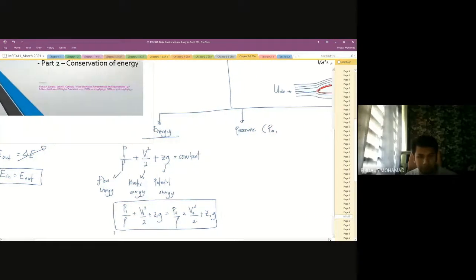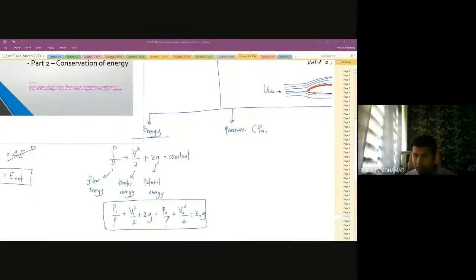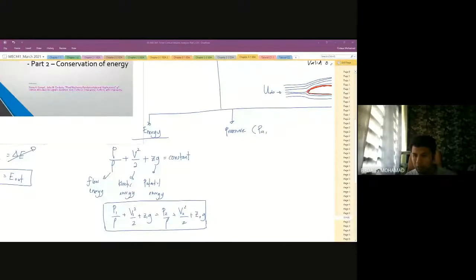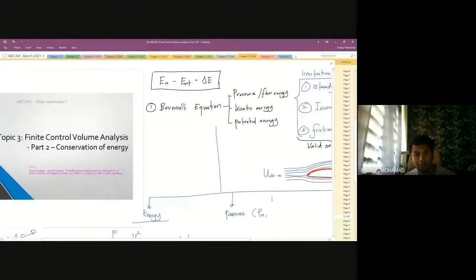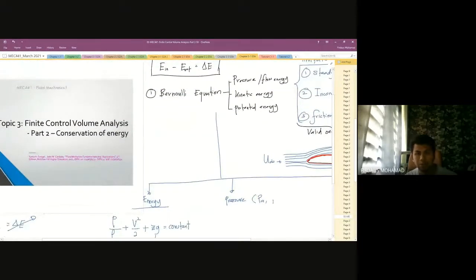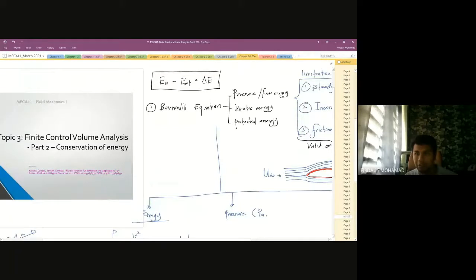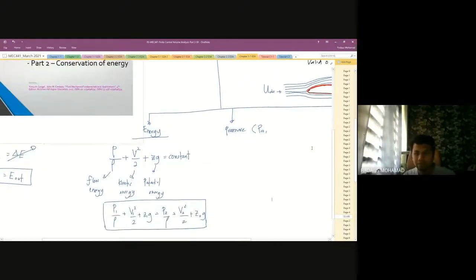Sir, yang limitations tu akan jadi our assumptions ke? Yes, definitely. You have to put all these limitations as your assumptions. Okay, so maknanya in order to use the Bernoulli equation, this is your first assumption: steady, incompressible dengan frictionless flow. Okay. Boleh?